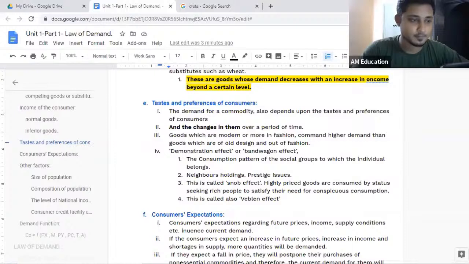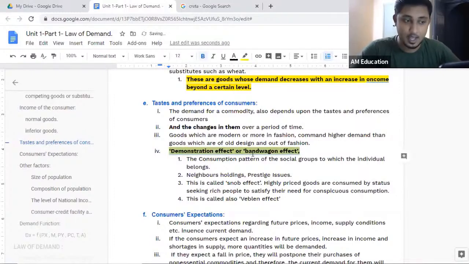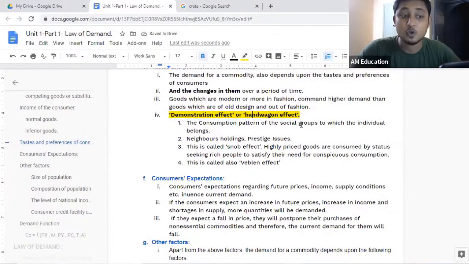Got it? So, goods which are modern or more in fashion command higher demand than goods of old design or out of fashion. And then there is something called the demonstration effect or bandwagon effect. The consumption pattern of the social groups to which the individual belongs: neighbors, holdings, prestige issues.